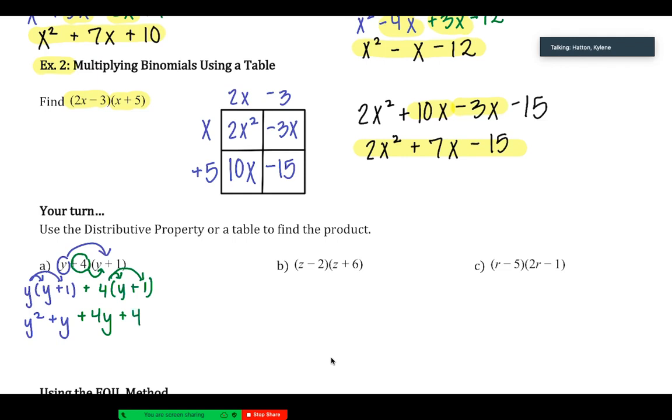And then once the parentheses are gone, we don't have to distribute anymore. We just have to make sure that we combine like terms if there are any. So I have a y and a 4y that are both like terms because they both have y to the first power. So I can go ahead and combine them.